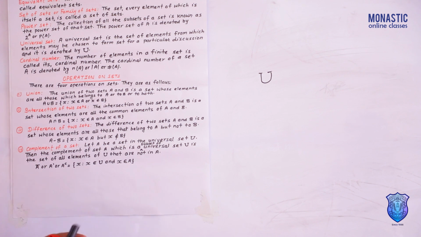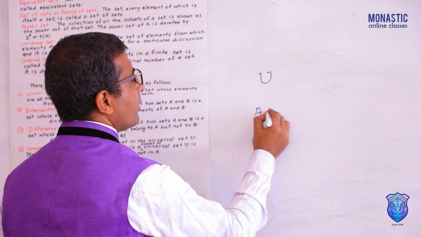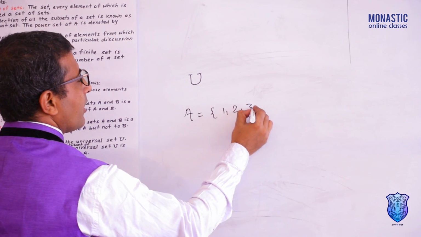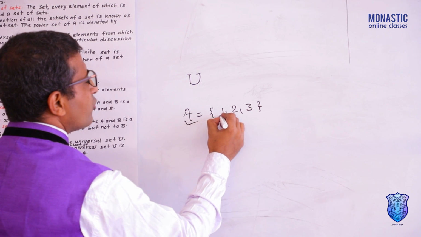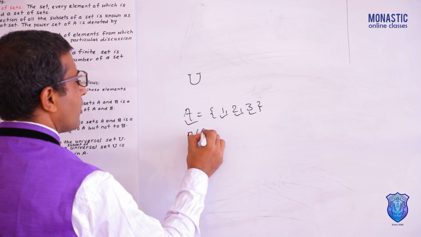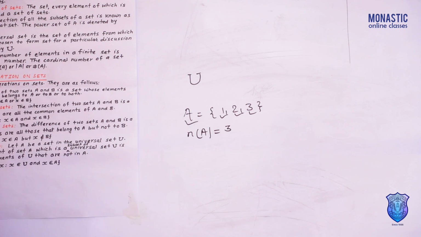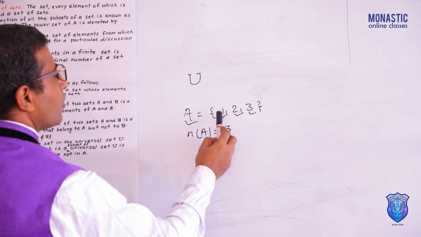Now, the cardinal number we have learned. If a set A has 3 elements, the cardinal number of the set A is 3. That is the number of elements in a finite set. We can't find the cardinal number of an infinite set up to class 10. Later on, different things will come. For an infinite set, we don't have to count.